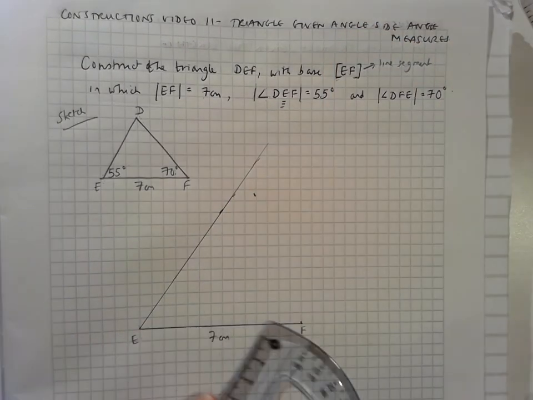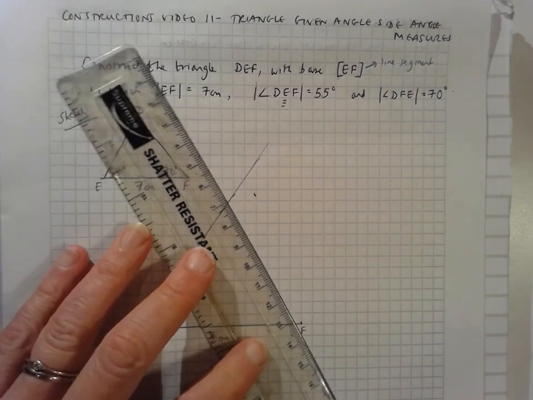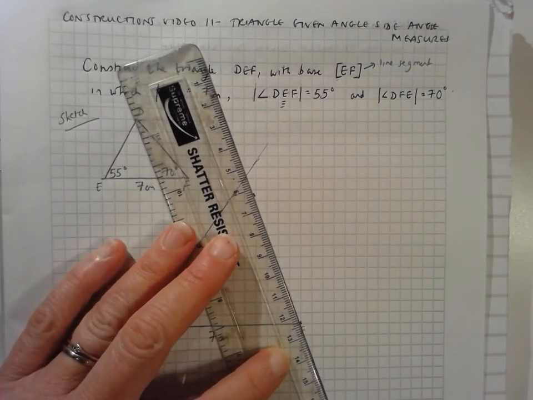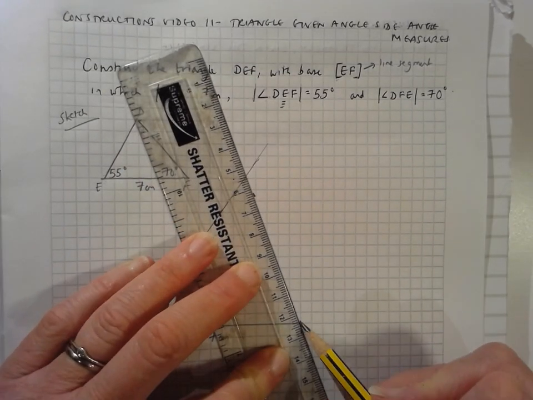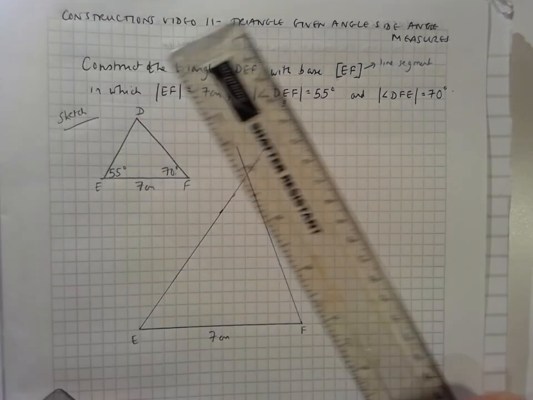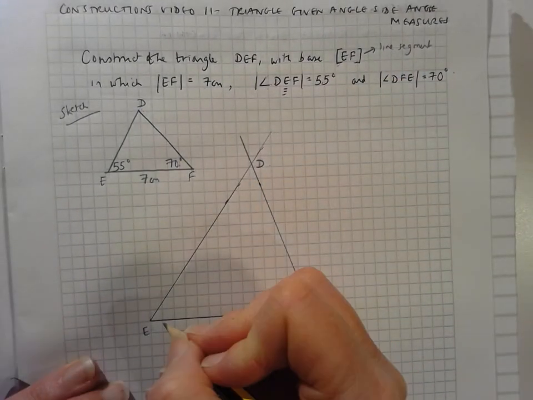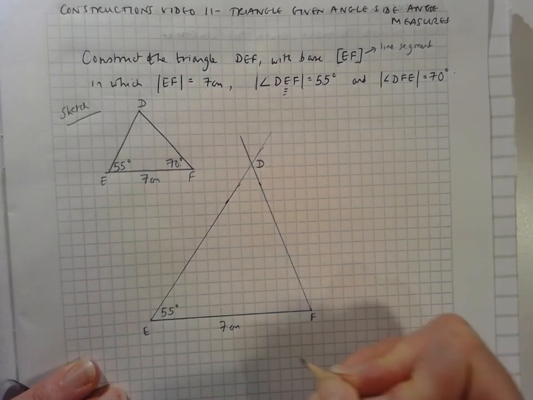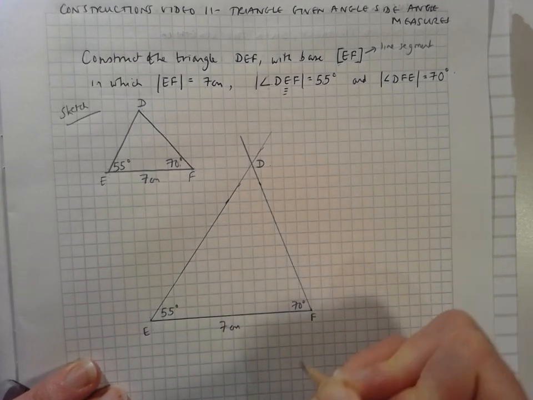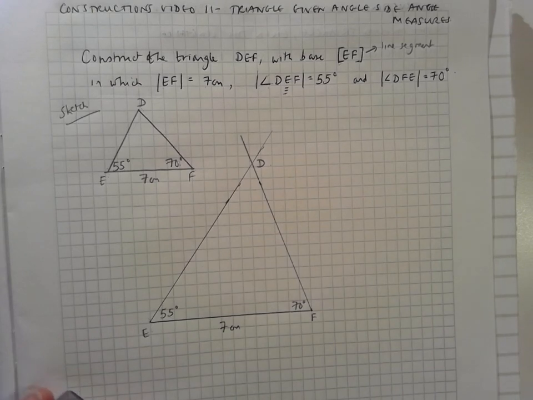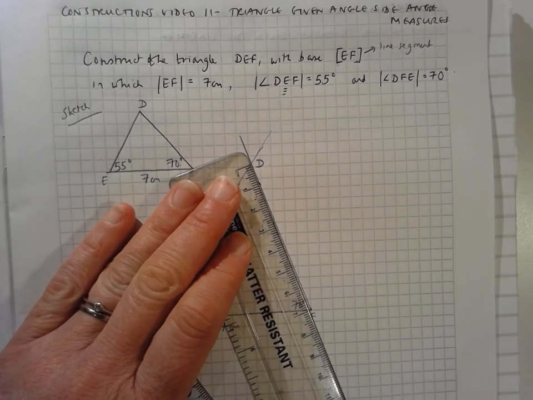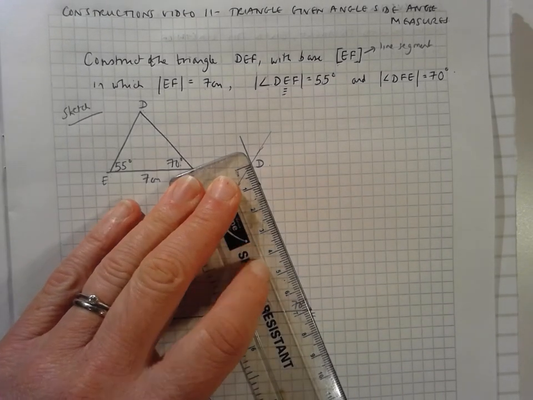Then I'm going to join those two up and continue them on to hit that other line. So that must be where D is. This is a 55 degree angle, this is a 70 degree angle, and this is 7 centimeters. Let's see what the lengths are here, because sometimes they'll ask you to find the lengths.